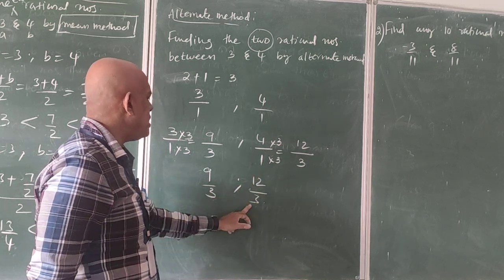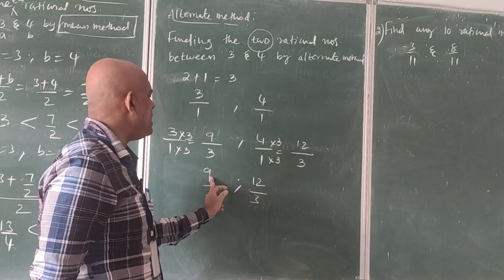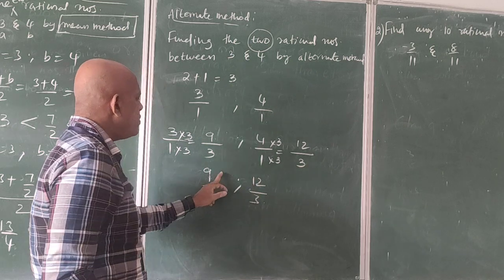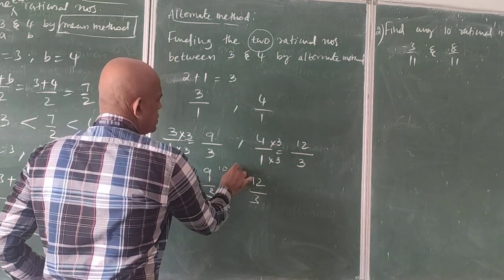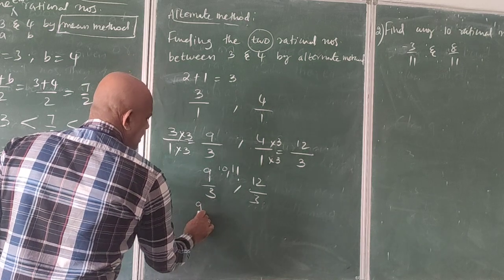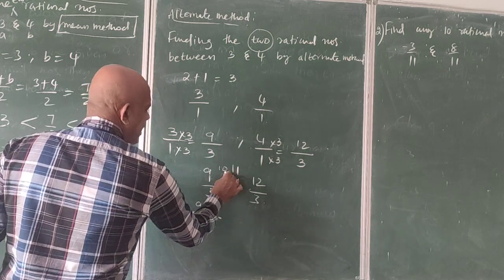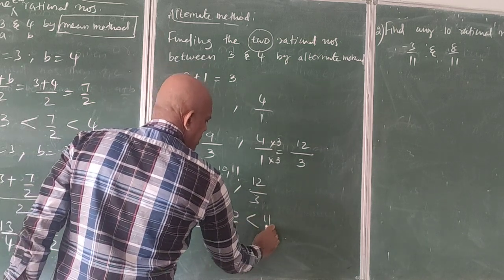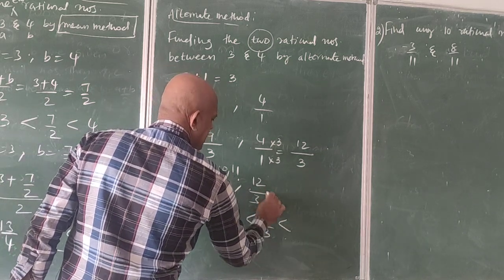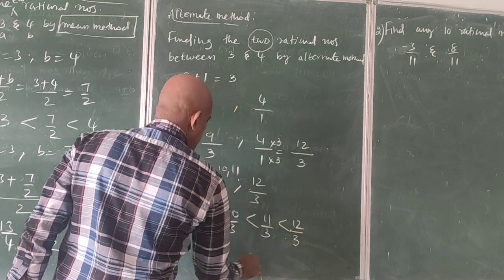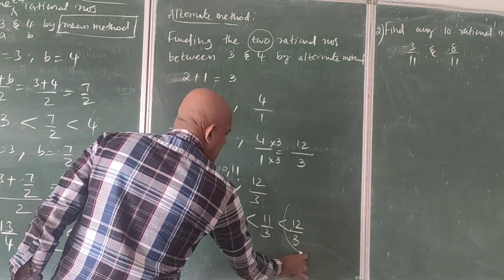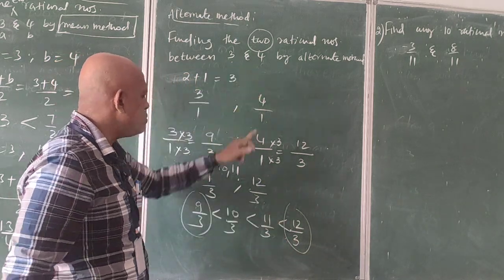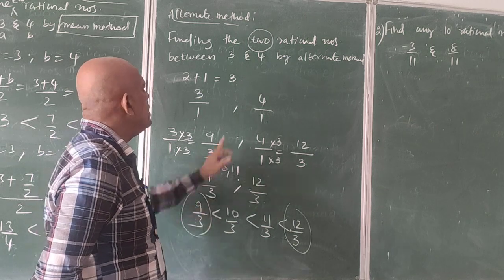When the denominators are the same, you can check the numerators. What are the differences? How many numbers do we get between 9 and 12? 9, then 10, then 11. So now we can write 9 by 3 is less than 10 by 3, which is less than 11 by 3, which is less than the given number 12 by 3. So between 9 by 3 and 12 by 3, 9 by 3 is nothing but 3 and 12 by 3 is nothing but 4.